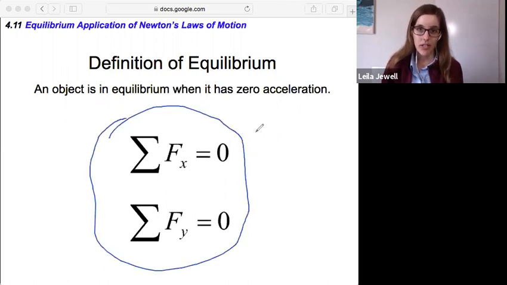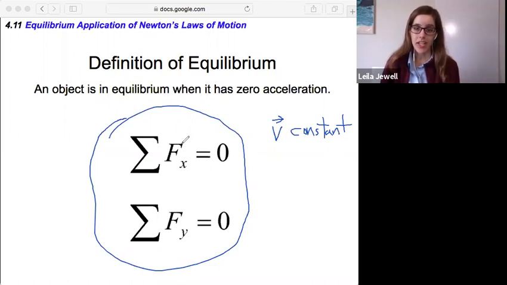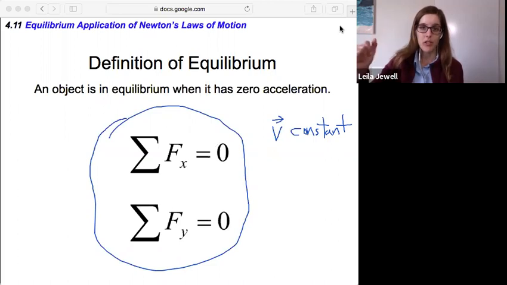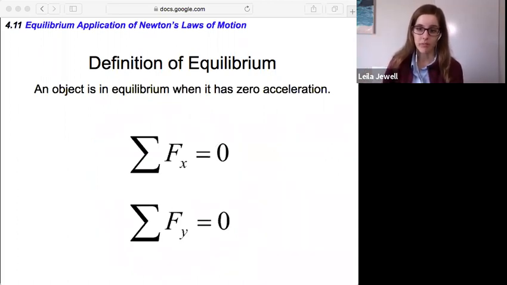If there's no net force acting on an object, that tells us that the velocity is going to be constant. So it might mean that there's no velocity, that the object's not moving. It can also mean that the object is moving at a constant speed in a straight line. But either way, equilibrium, zero acceleration, and the sum of the forces, or the net force, in both the x and the y direction, must be equal to zero. So that's something you want to pay attention to. If it mentions equilibrium, boom, that keys you into zero acceleration.